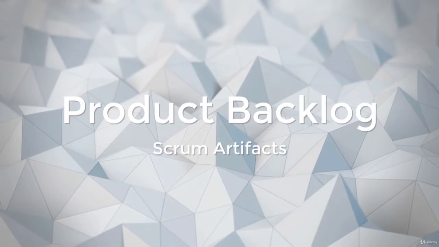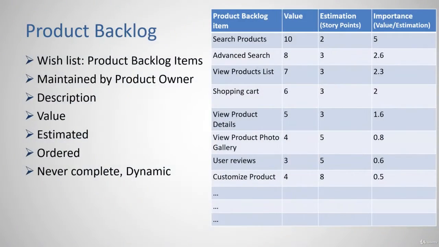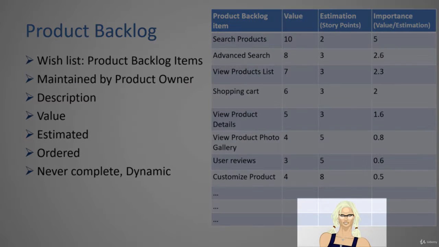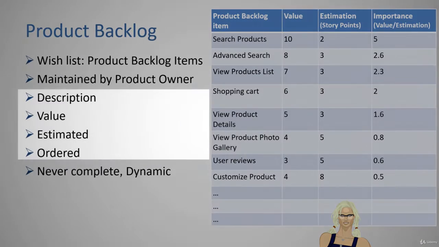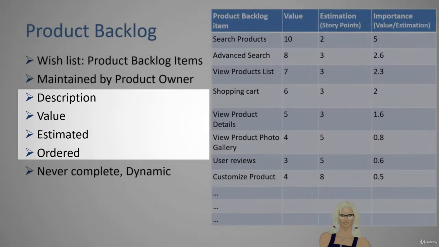Product backlog. You can imagine the product backlog as a wish list of everything that is known to be needed in the product. The product owner is responsible for maintaining the product backlog. Only the product owner can change it. The product backlog items have a description, value, estimation, and they are ordered.